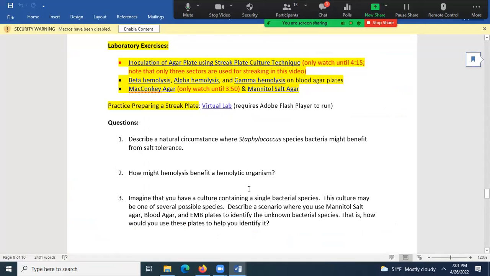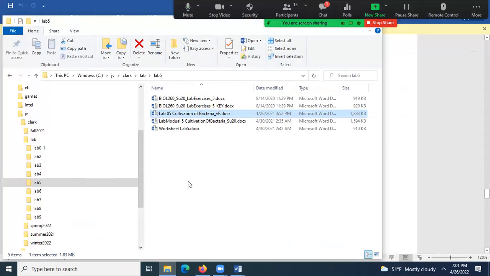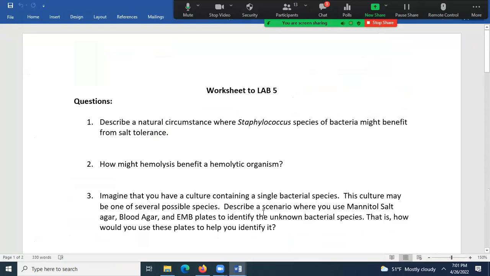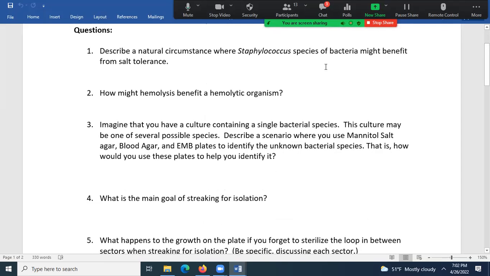Describe the natural circumstances for where Staphylococcus species might benefit from salt tolerance. And please write these in the exercise, not in the lab manual, and submit only the worksheet. The worksheet is a much smaller file than the lab manual, and I don't want my Canvas website to become full. So please submit only the worksheet.